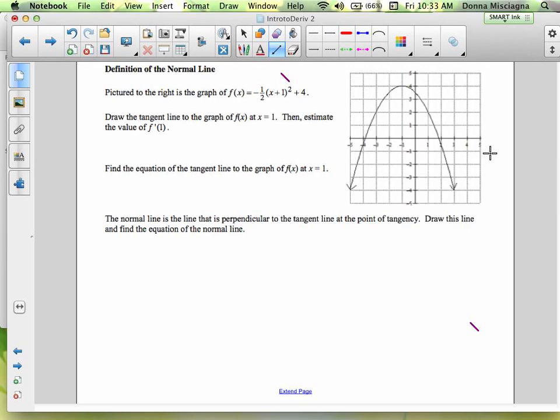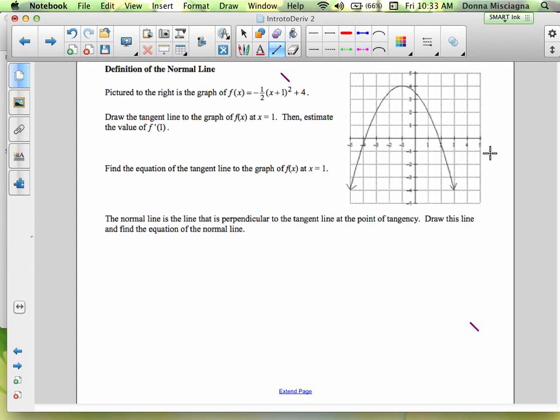All right, so pictured to the right is the graph of f of x equals negative 1/2 times (x plus 1) squared plus 4, a quadratic, concave down because a is negative, vertex at negative 1, 4, right? Pretty standard kind of graph. We want to draw the tangent line to the graph at x equals 1, and then estimate the value of f prime of 1.